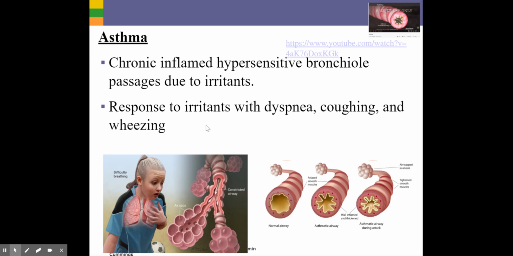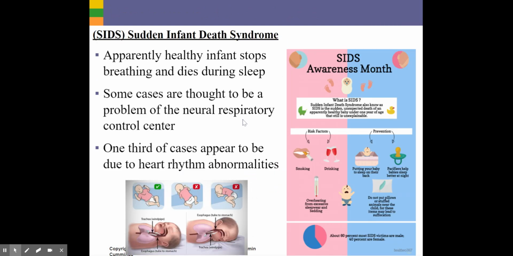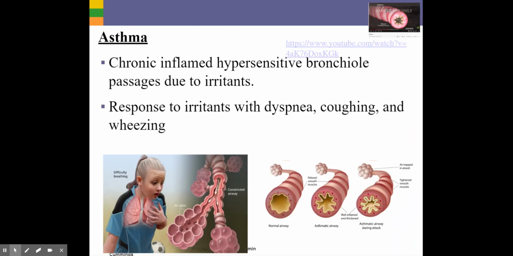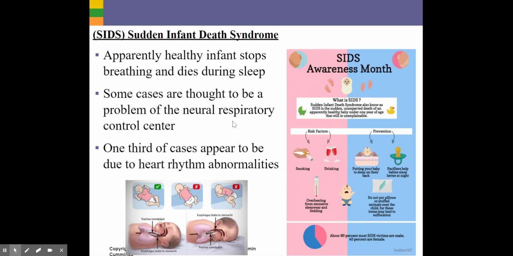Usually these patients have some sort of dyspnea, obviously difficulty breathing, they cough, and they wheeze, and you can see we have an asthmatic airway during an attack. So they constantly have this kind of narrowed airway, and then during the attack, it gets even smaller. We can give medications for that. There's lots of different inhalers that have different substances in them that essentially relax those muscles in the airway, and that's one of the ways to treat it.